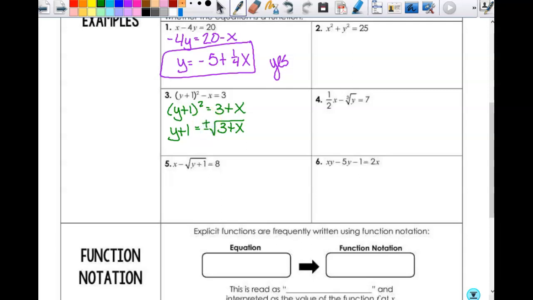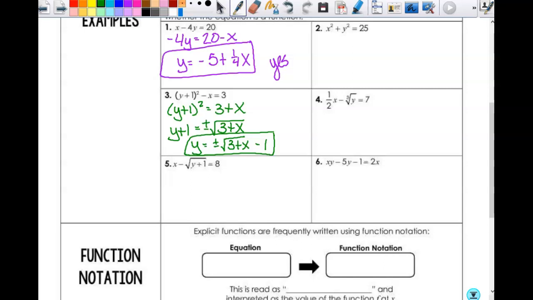Okay? So then I can subtract 1 from both sides. So I get y equals plus or minus the square root of 3 plus x, and then minus 1 on the outside. Now, unlike the linear one, you may not just have a picture in your head of what this is going to graph. Maybe you do, maybe you don't, but you won't always.